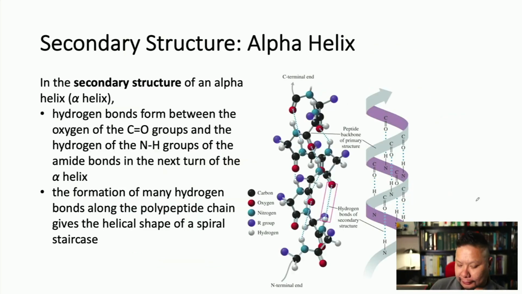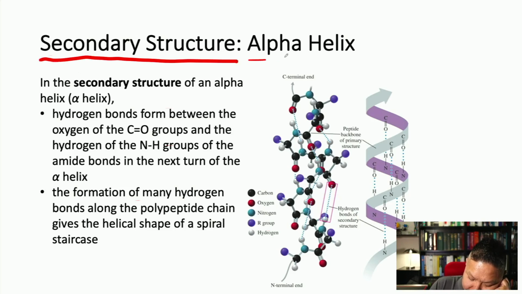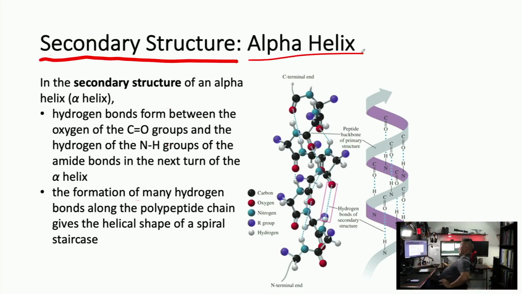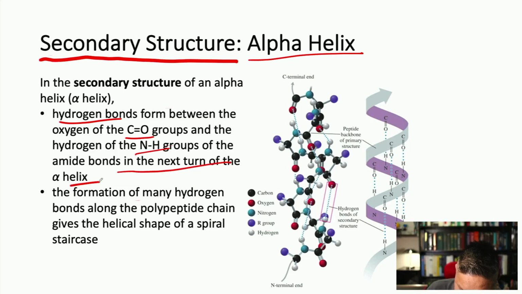Moving forward, after we have a primary structure, we have a secondary structure. There are multiple secondary structures. One of the most common is called the alpha helix, very much like the double helix of DNA, except this is only a single helix. The way it forms is that a hydrogen bond forms between the oxygen of the carbonyl group and the hydrogen of the amine group of the amide bonds in the next turn of the alpha helix.